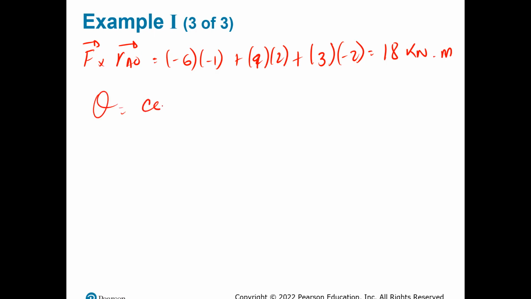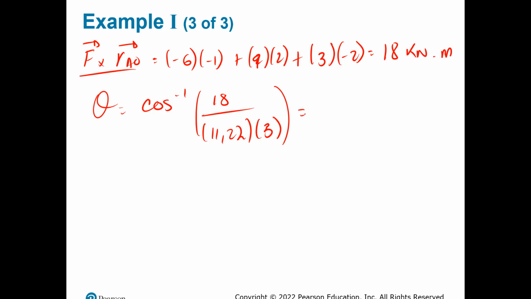So theta is equal to the inverse cosine of this value, which is 18, over the magnitude of the vector F, which is 11.22, and the magnitude of the vector r_AO, which is 3. When I perform that multiplication and the whole calculation, I should get a value equal to 57.67 degrees.